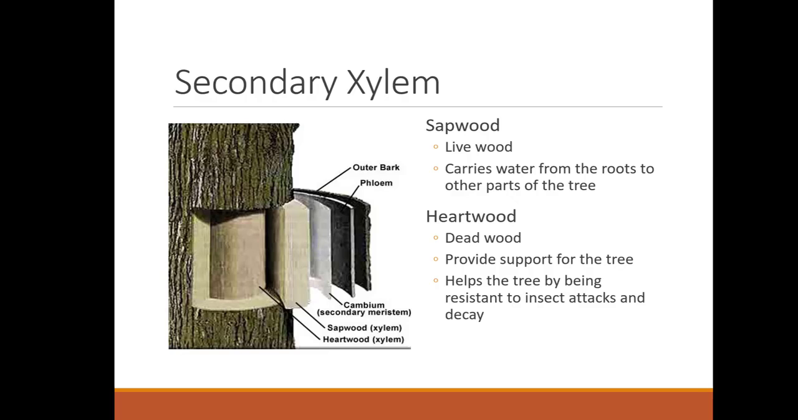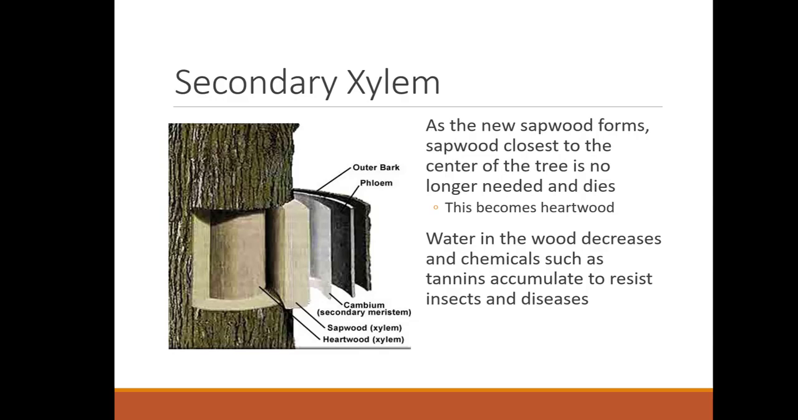Okay, sapwood is live wood. That carries water from the roots to other parts of the tree. Heartwood is dead wood. You can see that's in the very center of the tree. It provides support for the tree, and it helps the tree by being resistant to insect attacks and decay. As new sapwood forms, the sapwood closest to the center of the tree is no longer needed and it dies. It also becomes heartwood. Water in the wood decreases and chemicals such as tannins accumulate, and that helps resist insects and diseases.